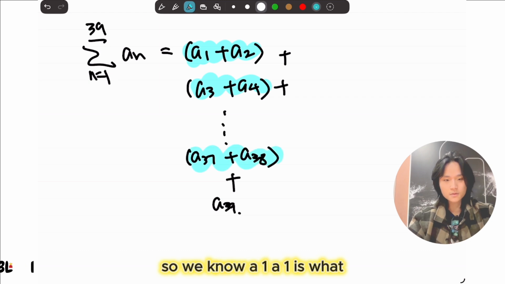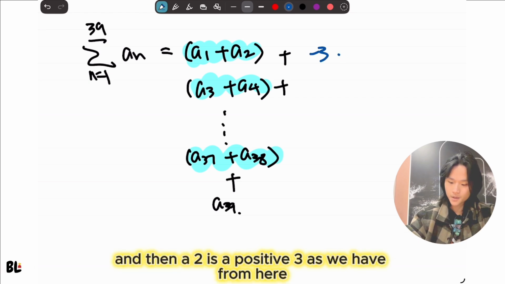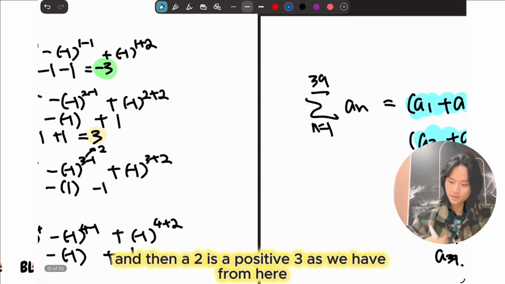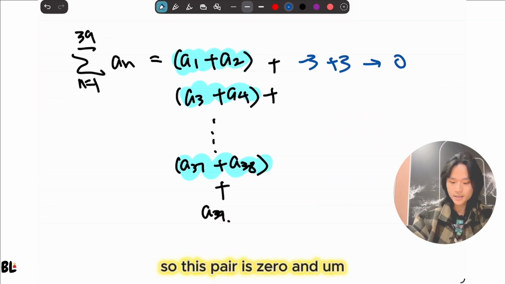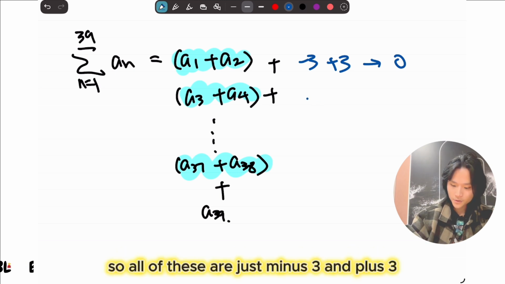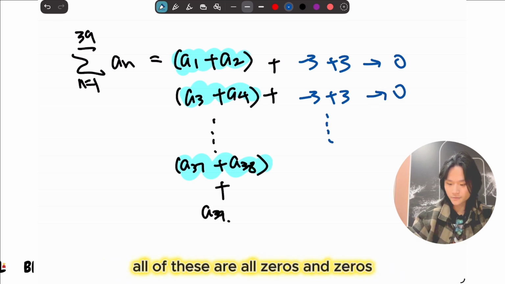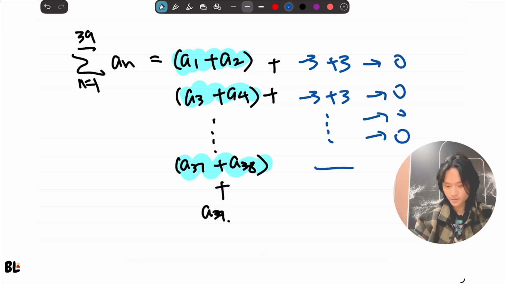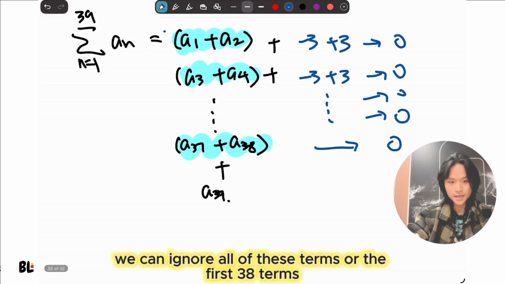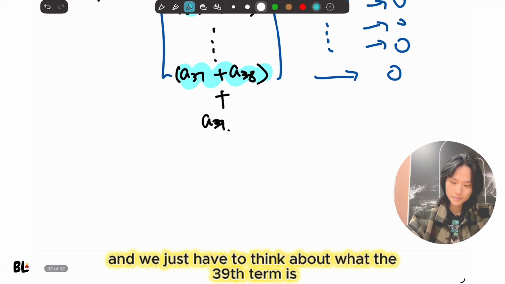So let's take a look at some of these pairs. We know a_1 is minus 3, and then a_2 is plus 3, as we have from here. So this pair is 0, and the same reasoning goes for each of these pairs. All of these are just minus 3 and plus 3, so they're all zeros. So essentially, we can ignore the first 38 terms, and we just have to think about what the 39th term is.